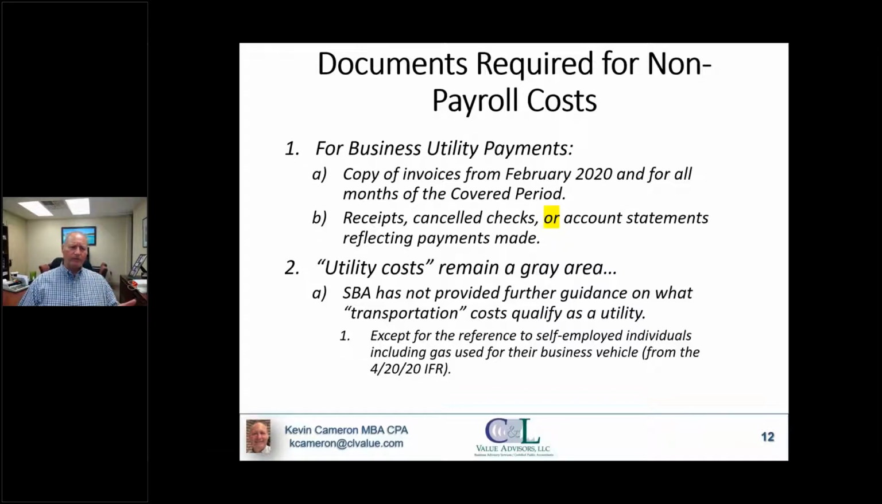So with respect to documentation, you're going to have to provide a copy of an invoice for the utility for the month of February, or really any month prior to February, so you can prove that the utility was in place by February 15th, 2020. And then you're going to want to provide the utility bills for all the months of the covered period. Now, what it doesn't mention in the instructions there, it doesn't mention the month after the covered period, but if you should happen to include a utility payment that was made by the next billing cycle after the covered period, you might need to provide that statement so you can see the payment that was being made.